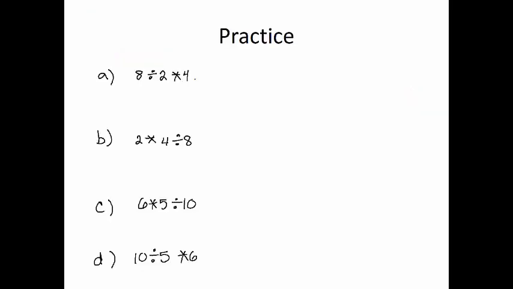Alright, try these problems and then hit play when you're ready to check your answers. Alright, so multiplication, division, do whatever comes first. 8 divided by 2 is 4, times 4 is 16. 2 times 4 is 8. 8 divided by 8 is 1. 6 times 5 is 30. Divided by 10 is 3. 10 divided by 5 is 2. Times 6 is 12.